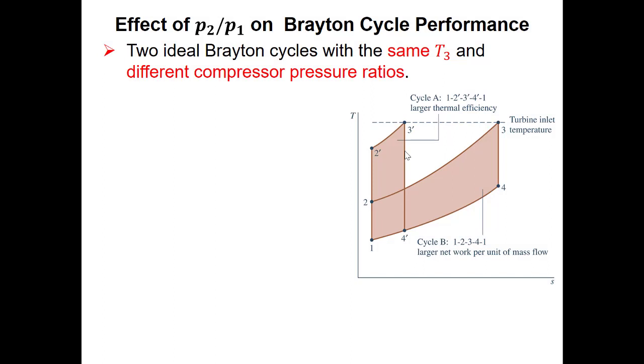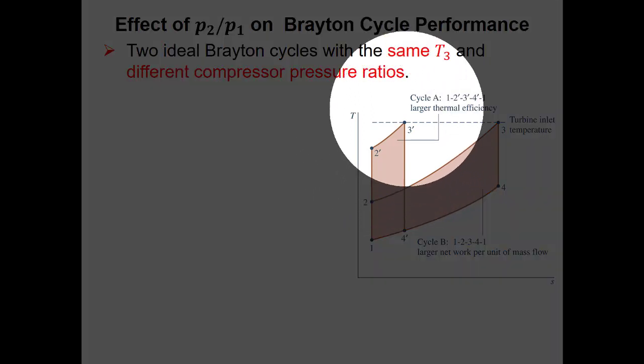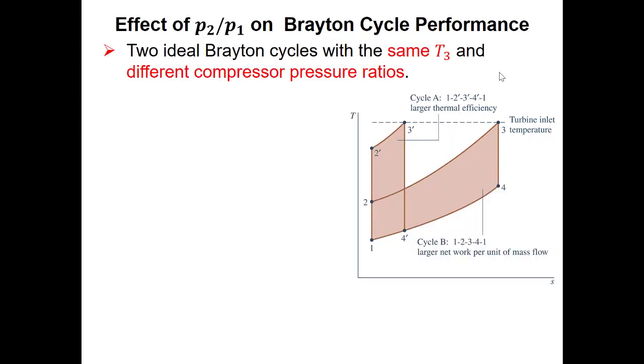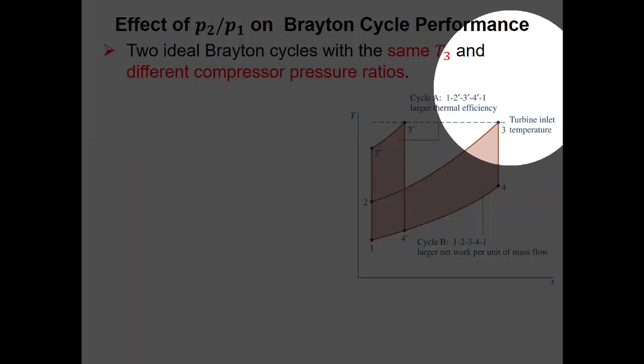Now, we're going to be limited. Remember, we talked about the math, right? Because you might be asking, why can't 3 prime be vertically above 3? And that's because, ultimately, the turbine is limited by its melting point. So the inlet temperature to the turbine is going to be either the melting point of the turbine or close enough to the melting point that we feel safe, or it's going to be limited by the combustion temperature of our fuel. So the maximum temperature in both of these practical cases will be the same.